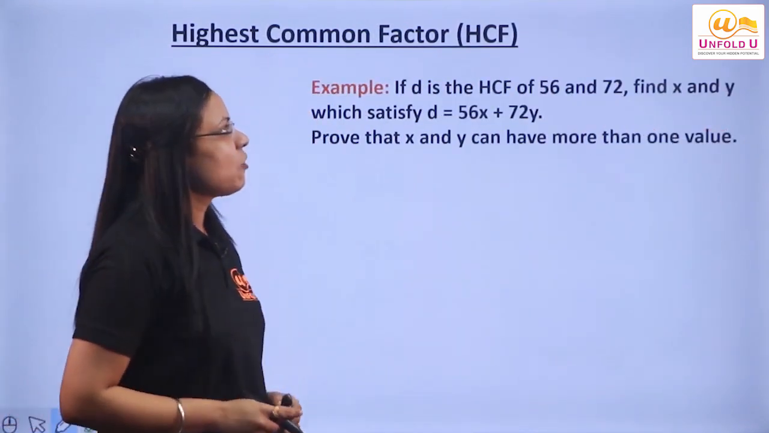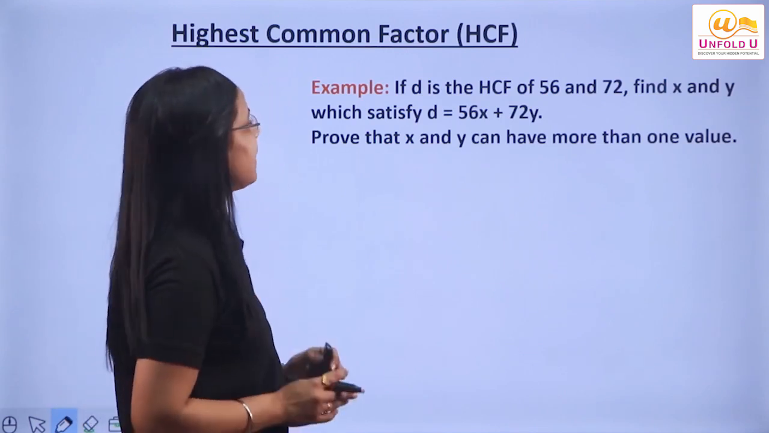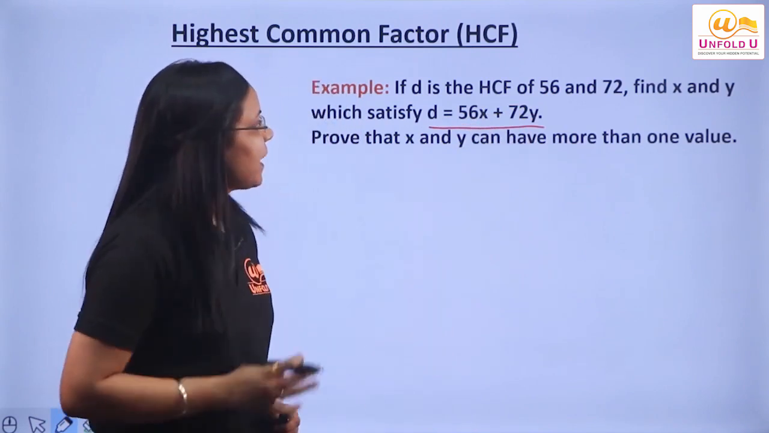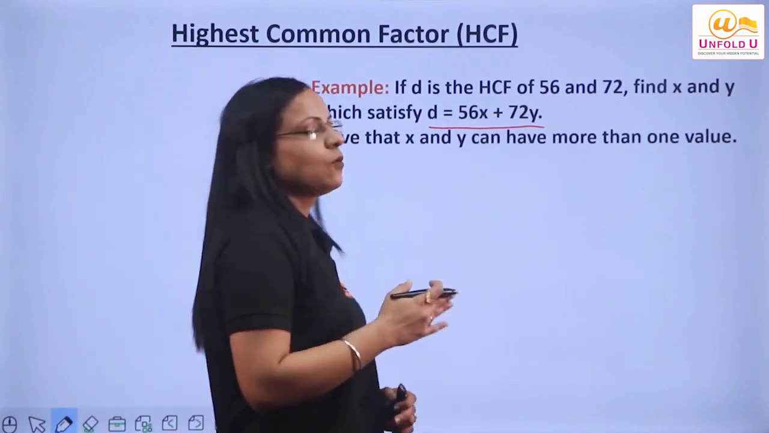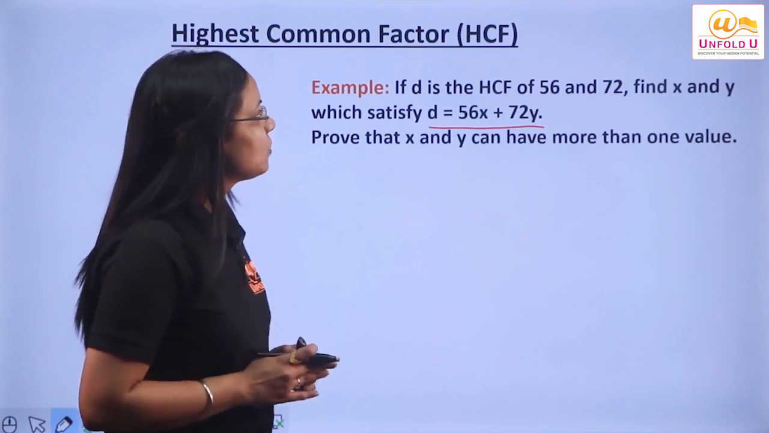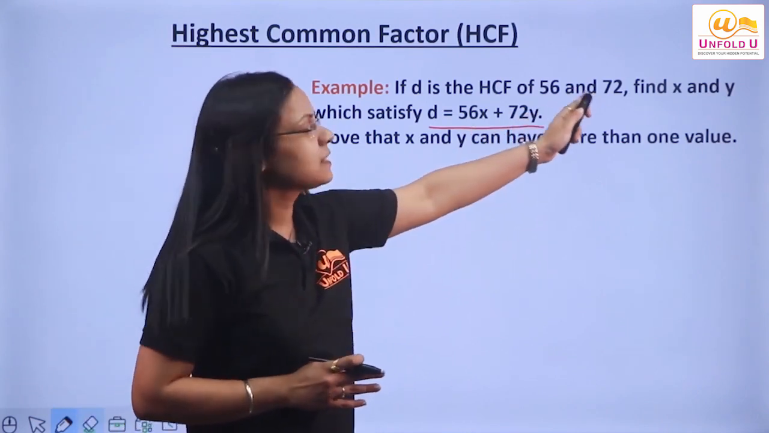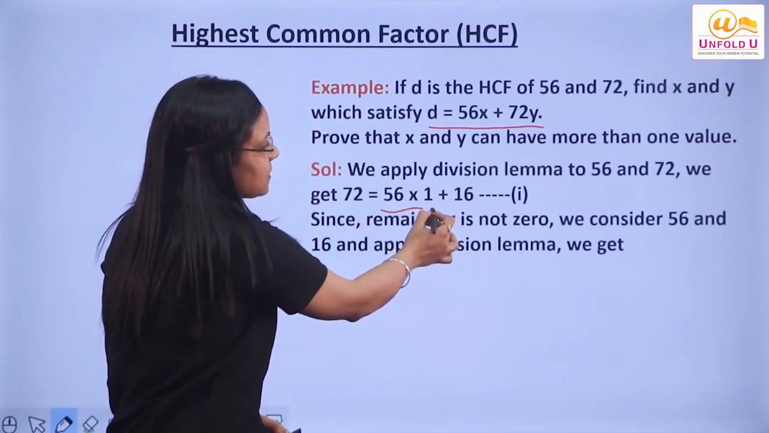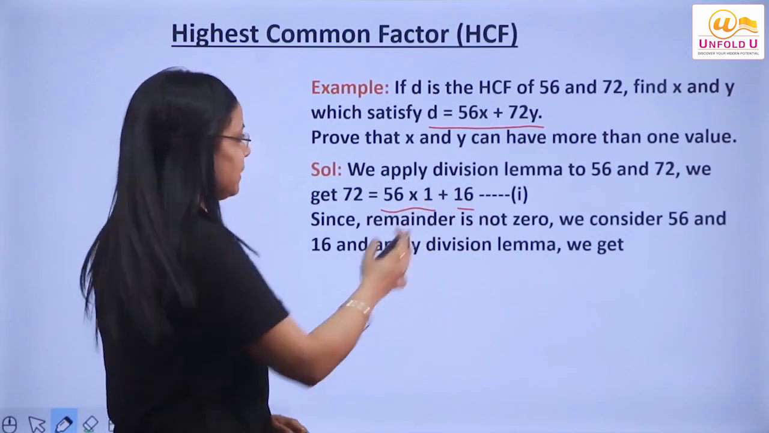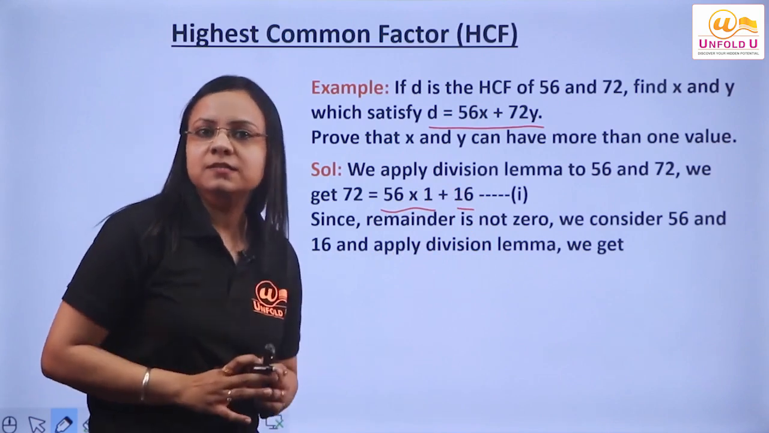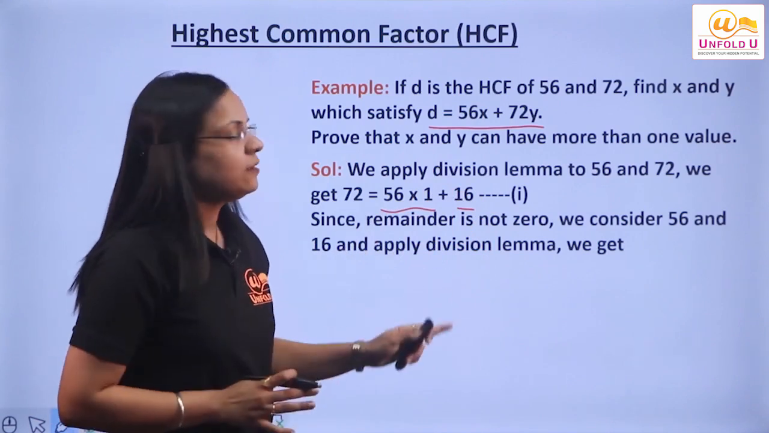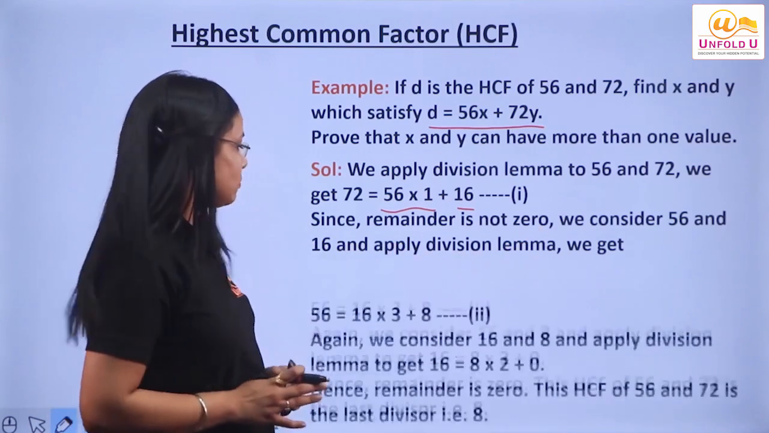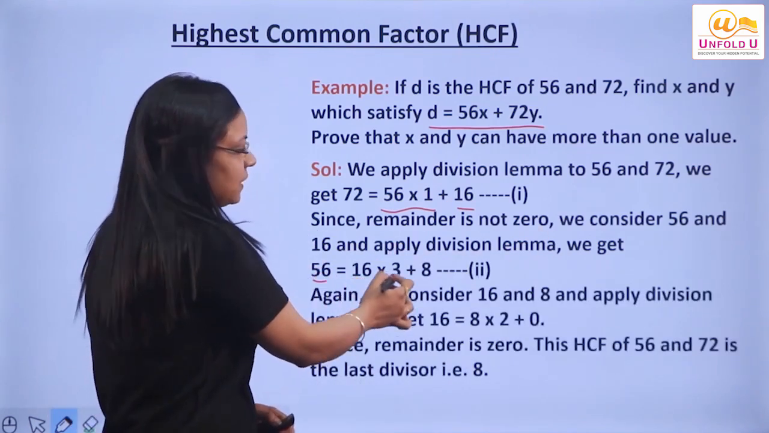if D is the HCF of 56 and 72, find X and Y which satisfy this equation and also prove that X and Y can have more than one value. Now if I apply Euclid's division lemma to integers 56 and 72, what do I get? That 72 is equal to 56 into 1 plus 16. Since the remainder is 16, it is not equal to 0. So again we apply Euclid's division lemma to 56 and 16. So what do we get? That 56 is equal to 16 into 3 plus 8.